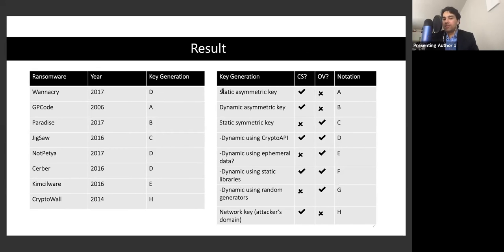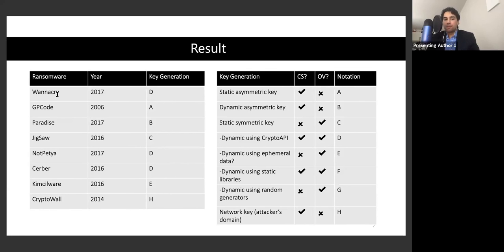So some methods, as you can imagine, can be cryptographically secure but not operationally viable. Yes, if you generate a static asymmetric key and you use that public key to encrypt the victim's data, that's cryptographically secure. Technically, if it's an RSA 2048 key, there's no way to decrypt data without knowing its corresponding private key. But it's not operationally viable simply because it's not efficient. It will take a long time, and it will cause file inflation. So along those lines, we've rated different key generation routines observed in modern ransomware, as well as categorized these routines.